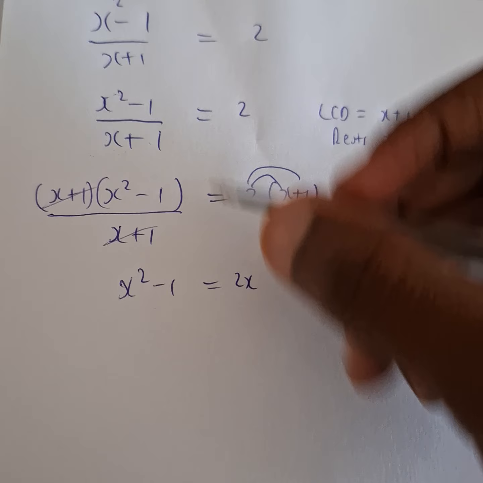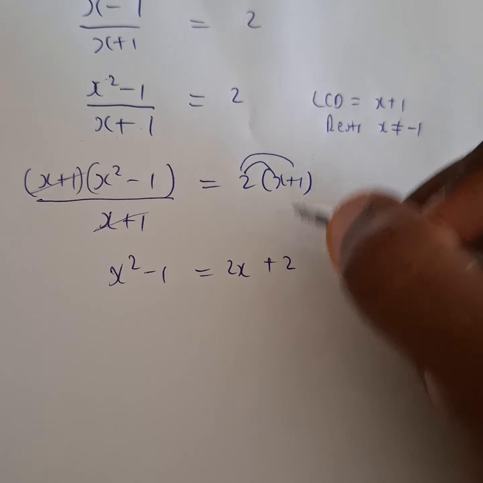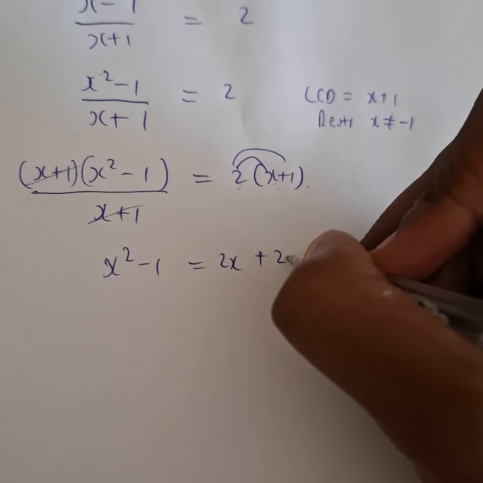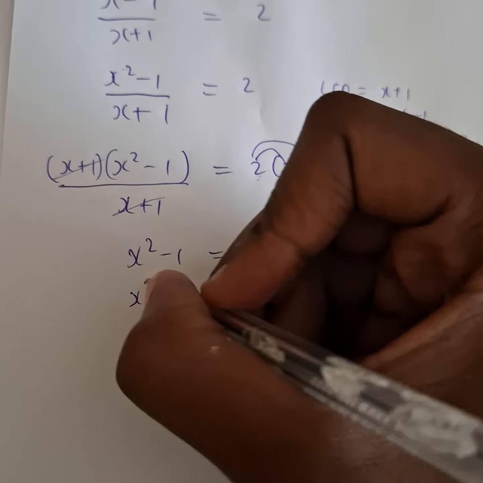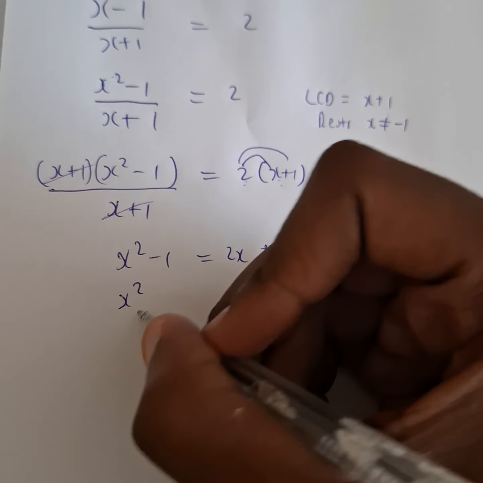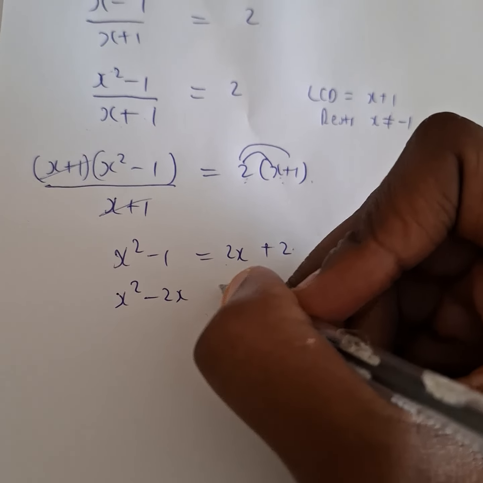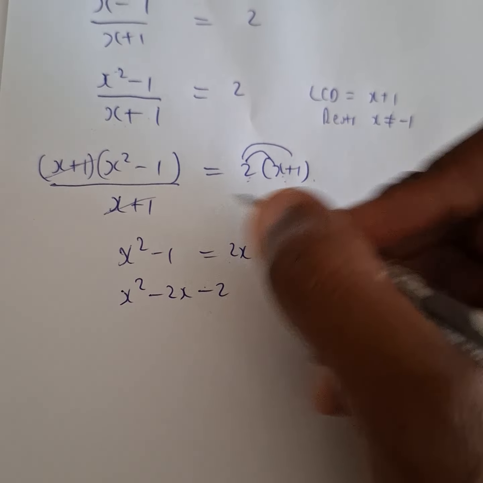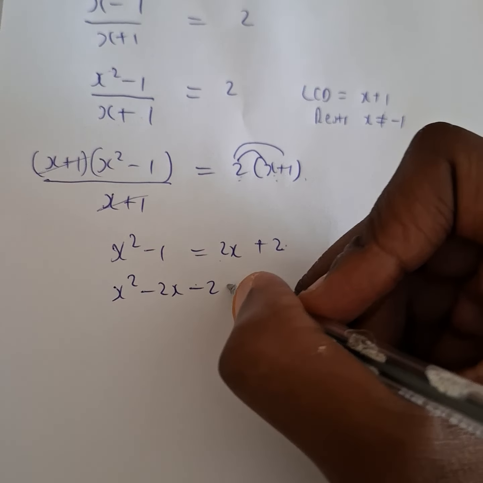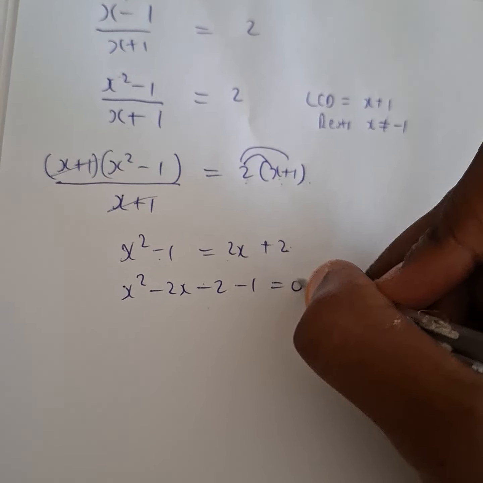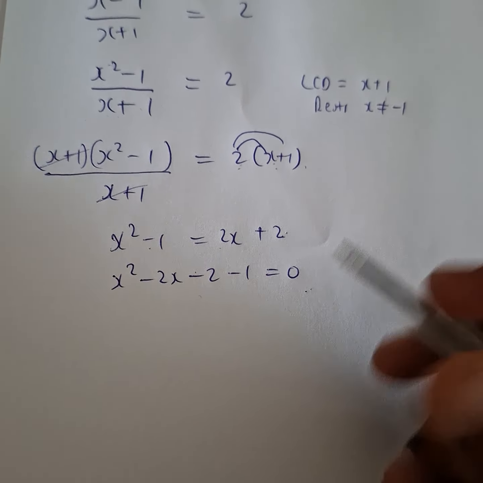Distribute this 2 into x plus 2. 2 times x is 2x, 2 times 1 is positive 2. Then what we do is we transpose the terms to the left hand side. So 2x crosses over and becomes -2x, followed by -2. The 2 crosses over, becomes -2, and then the -1 that was already there, equated to 0.